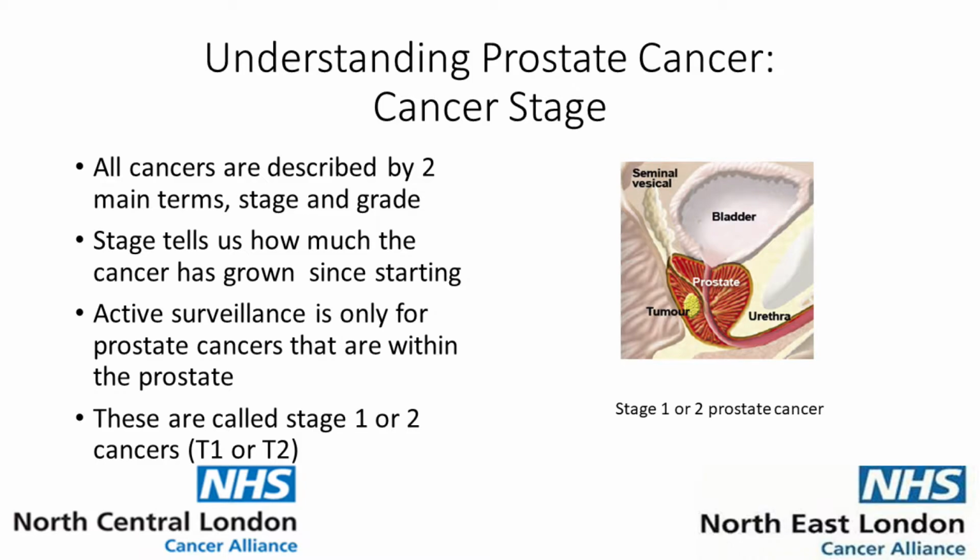Understanding the prostate cancer stage. So all cancers are described by two main terms, stage and grade. Stage tells us how much the cancer has grown since starting. Active surveillance is only for prostate cancers that are within the prostate. These are called stage 1 and stage 2, or T1 and T2, as seen on the picture.